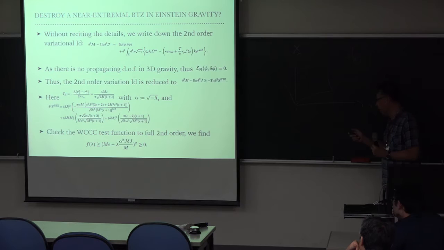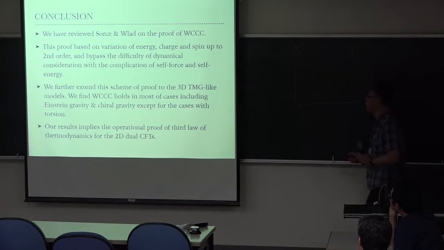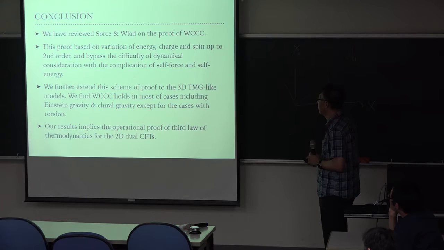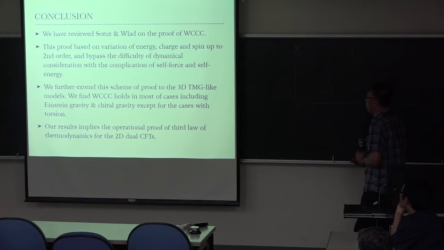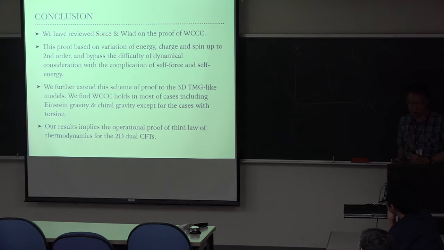So this is just what we show. We are just moving around this. So I quickly conclude my talk. Basically, we review this Sorce and Wald paper, and it is wrong. And this proof is simply based on a variation of energy, charge and spin up to the second order. In this way, we can bypass the difficulty of dynamical consideration. We also extend this to a more general model, and we find it's true. Also, our result implies that the third law of thermodynamics is true for two-dimensional CFT.